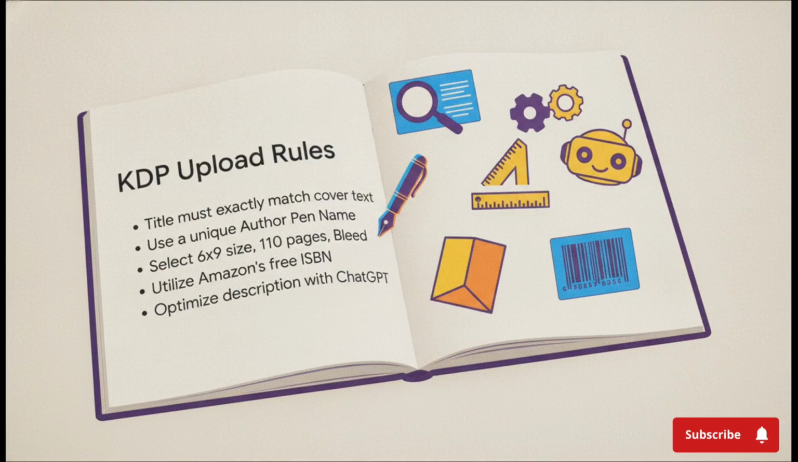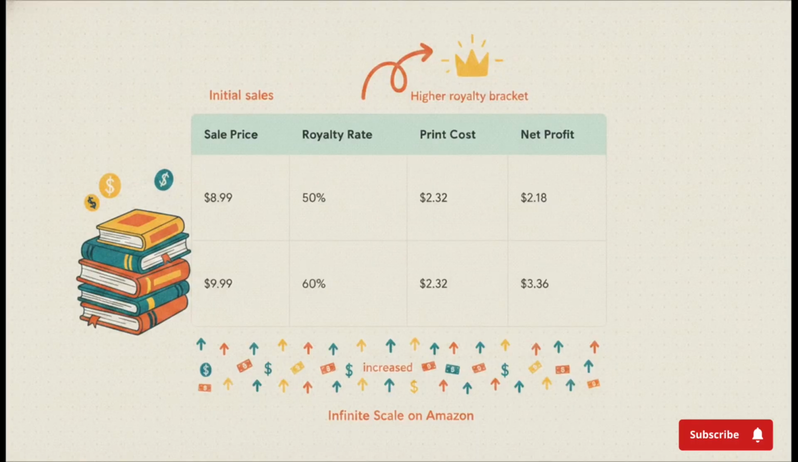Finally, here's a super helpful time-saving hack. You can easily generate an SEO-optimized book description by feeding a top competitor's format right into ChatGPT and just asking it to rewrite it for your specific niche. Now take a look at that net profit column.